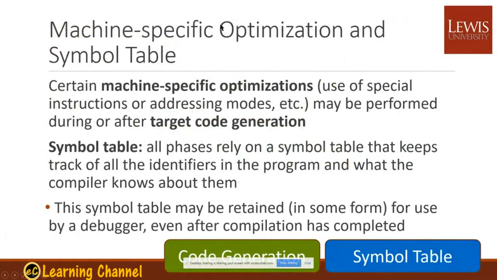Okay, and during the 6 different stages, we all need a symbol table to keep track of the IDs, variables, and values.